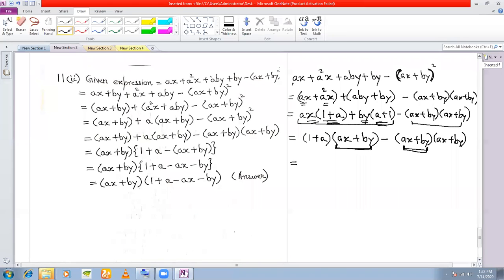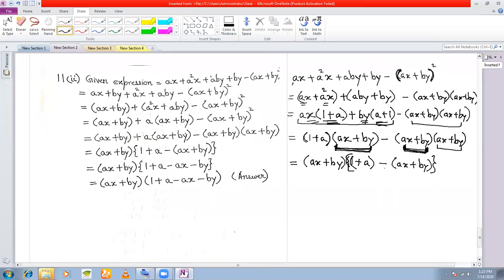So you have ax plus by here and you have ax plus by here. So let us take ax plus by out. If I take ax plus by out from this product, I'm only left with 1 plus a. Let me introduce curly brackets. So I'm left with, because this is an expression, 1 plus a. And if I take this ax plus by out, I'm left with only this ax plus by. So I'll write ax plus by.